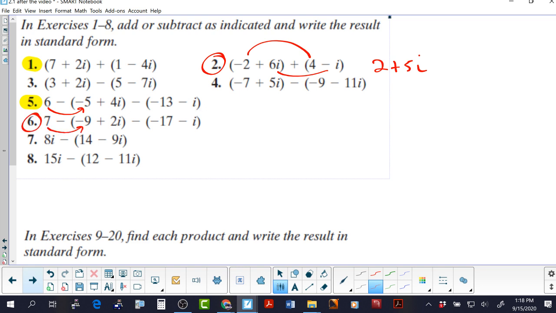Let's do number 6. So 7 minus negative 9 is 16, and then plus 17. 16 plus 17 is 33. So the real parts end up being 33. Then you have negative 2i minus a negative i. That's negative 2 plus 1. So minus 1, so minus i.